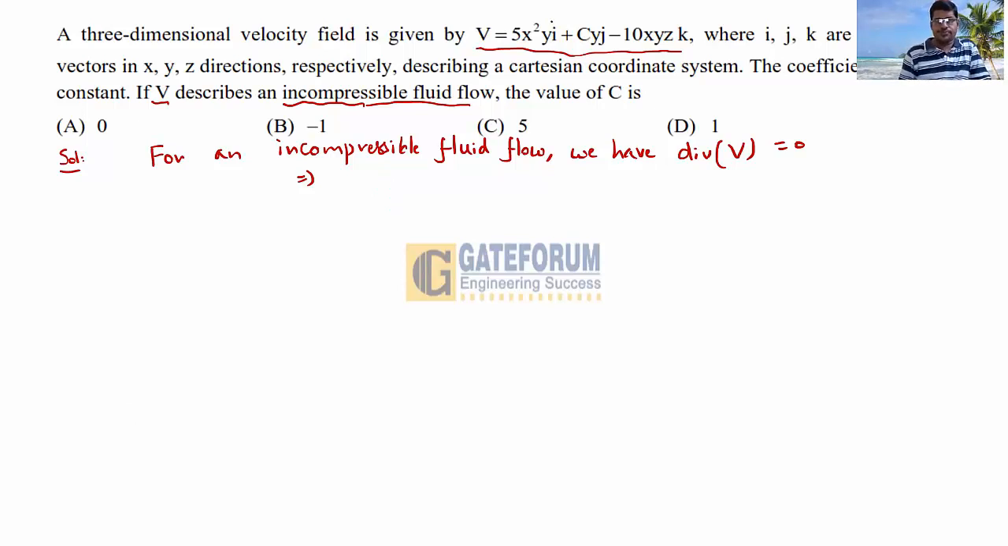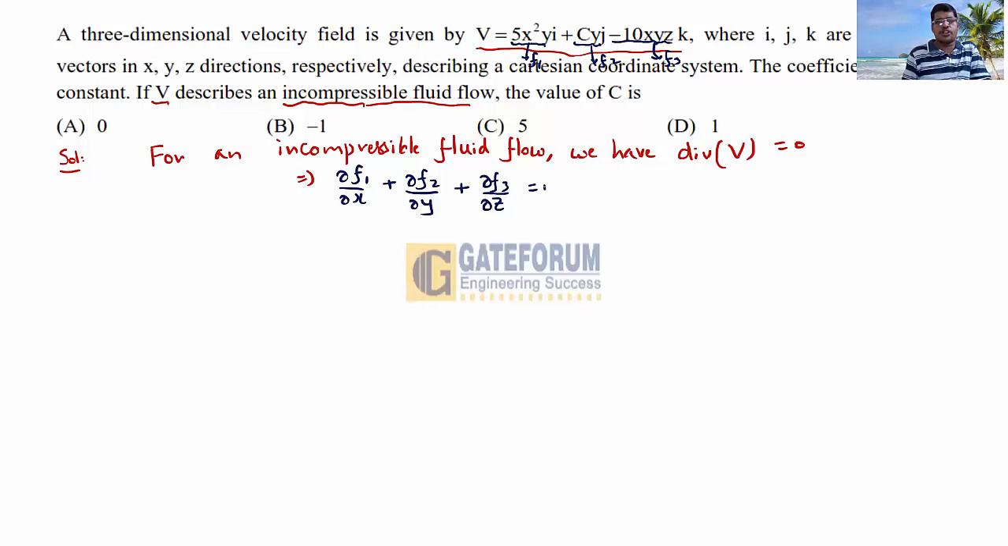Usually, the i coefficient is denoted by f1, the j coefficient is denoted by f2, the k coefficient is denoted by f3. That is the mathematical notation. Dou f1 by dou x plus dou f2 by dou y plus dou f3 by dou z is equal to 0.